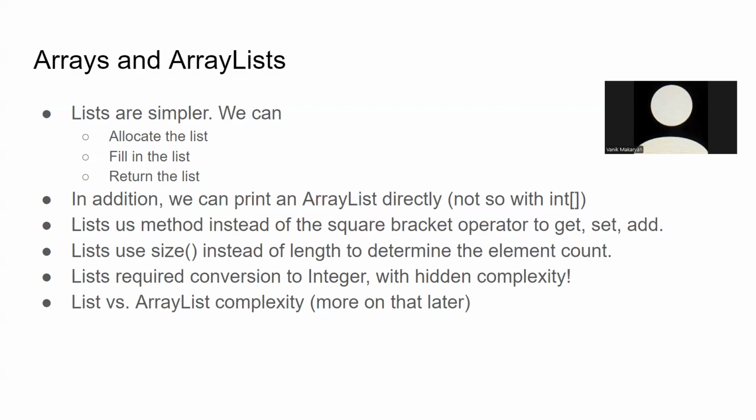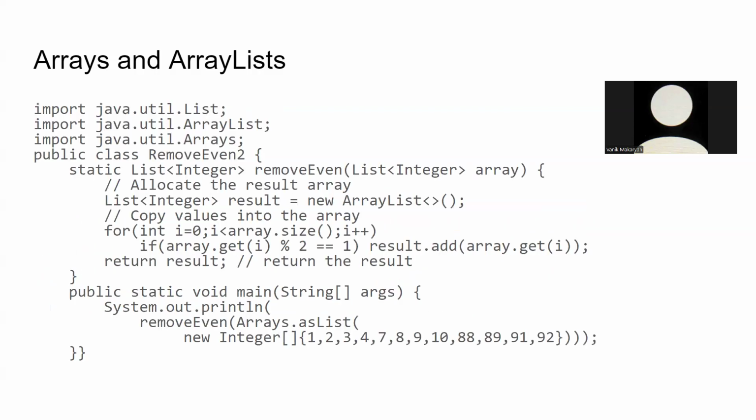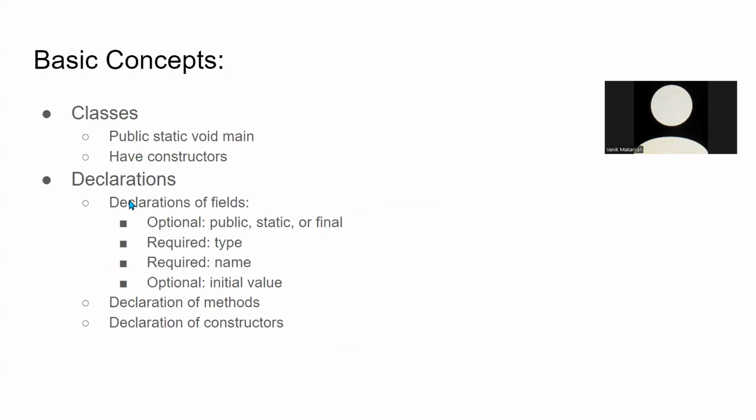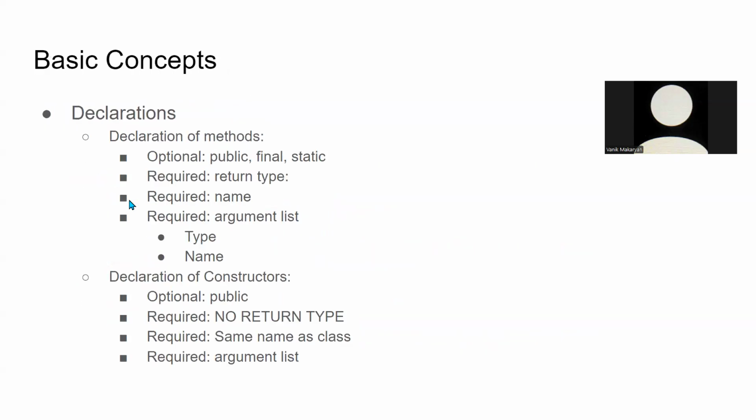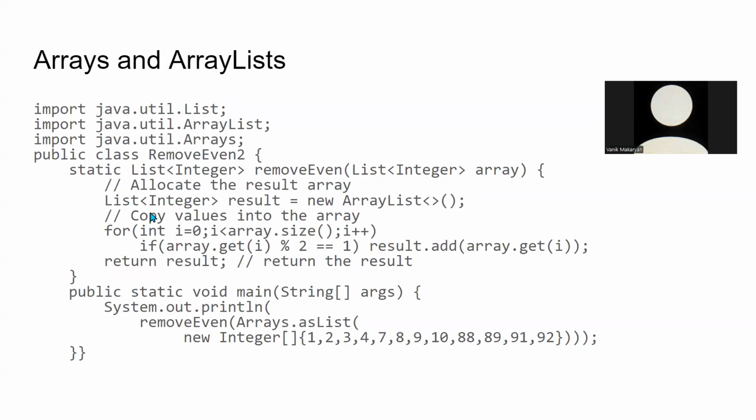And so list versus array list complexity, well, we'll talk about that a little bit more later. So here is the same program that we had before using an array list rather than a list. Now, with this one, we don't calculate the size first because unlike arrays, array lists have variable length and we can grow them. So what we have is a type called list, and it has an angle bracket integer.